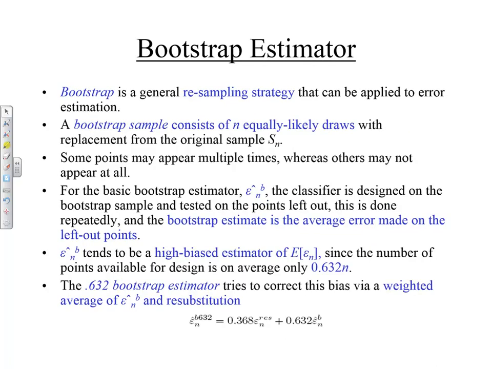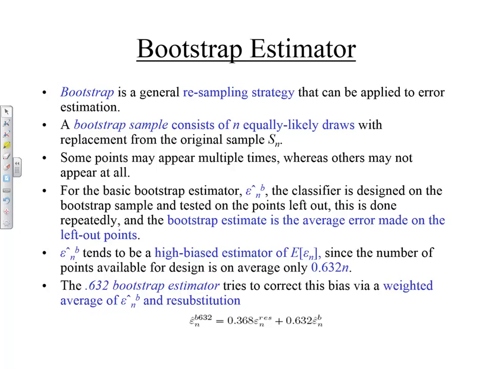Another resampling strategy is what is called bootstrap, and again these are all ad hoc methods. Somebody said leave one out, somebody will do k-fold cross-validation. The bootstrap is another method. It's a general resampling strategy which can be applied to error estimation. A bootstrap sample will consist of n equally likely draws with replacement from the original sample S_n. So you pick these out with replacement from the original sample. Some points might appear multiple times in what you draw, whereas others may not appear at all.